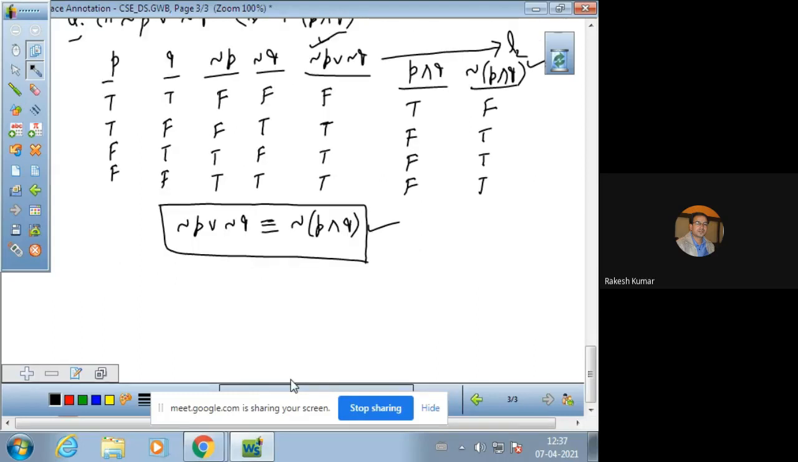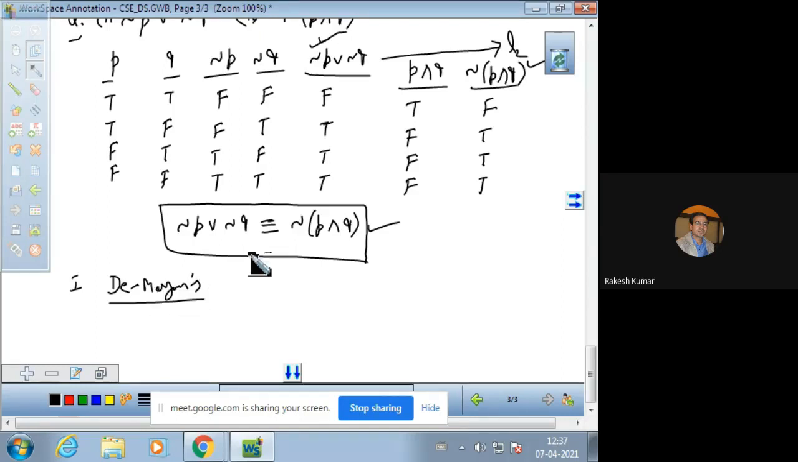In logic, we have some rules. These rules we already know in mathematics. ये मैथमेटिक्स में हम लोग पहले भी पढ़ते हैं, सेट थ्योरी में जैसे डी मॉर्गन्स लॉ. The first one is De Morgan's law.